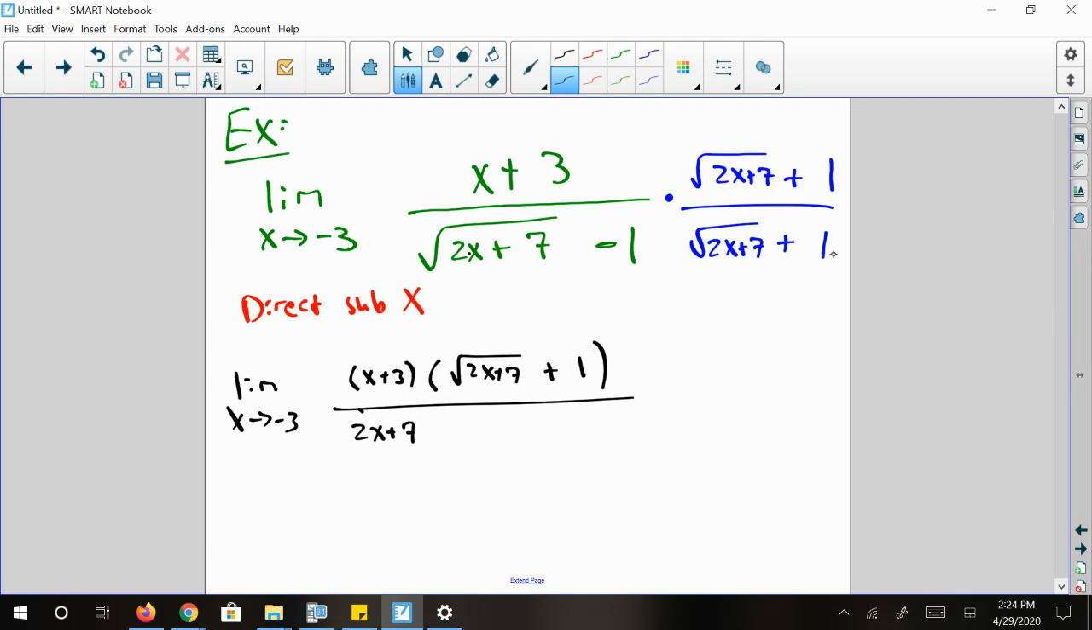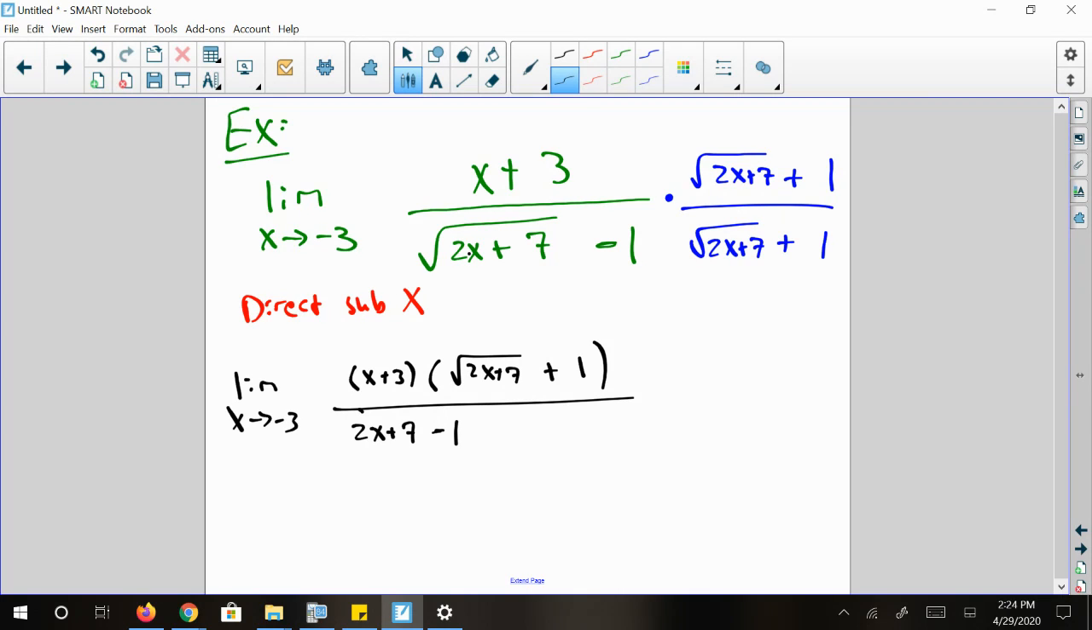Do a little bit more work here on the bottom. 2x plus 7 minus 1. For right now, I'm just going to go ahead and call the top of that blah. 2x plus 7 minus 1 is going to give me 2x plus 6.